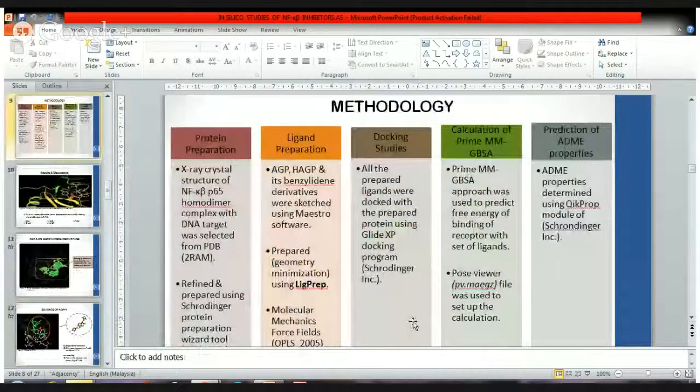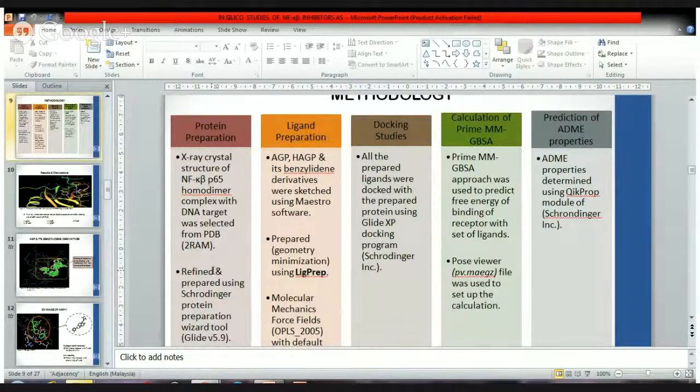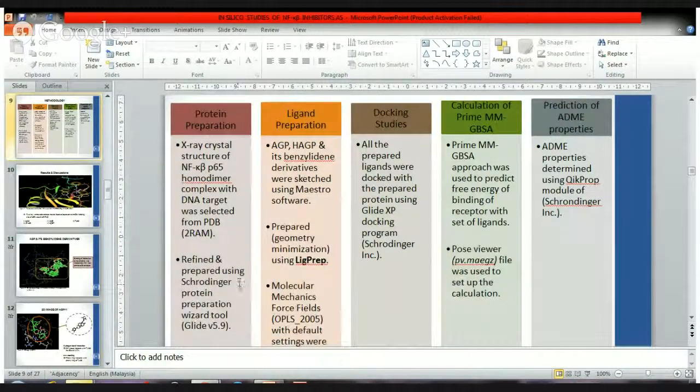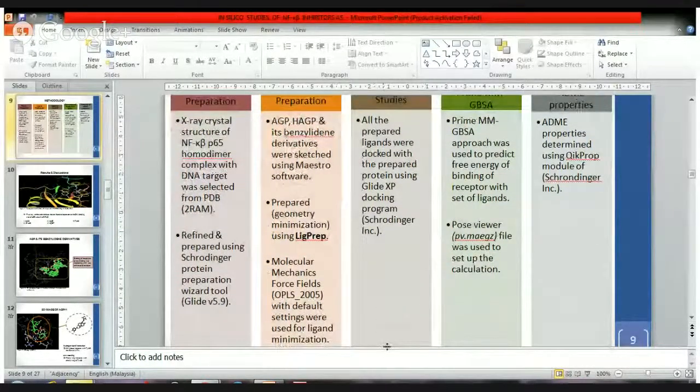So moving on, this is the methodology, whereby the first one is protein preparation. The protein here is the selected target, which is the X-ray crystal structure of the NF-kappa B P65 homodimer complex with DNA target, where the PDB entry is 2RAM. Once the protein was selected, it was refined and prepared using the Schrödinger Protein Preparation Wizard tool. Next, ligand preparation. All 66 molecules were sketched using Maestro software and prepared using LigPrep. The ligand minimization was done using the molecular mechanics force field with default settings.